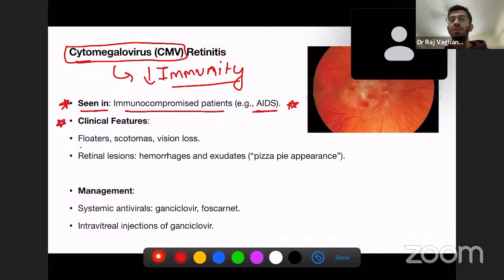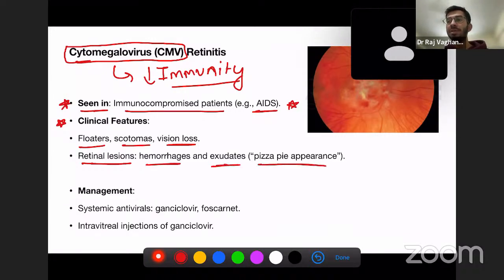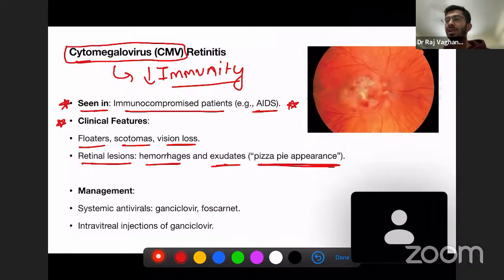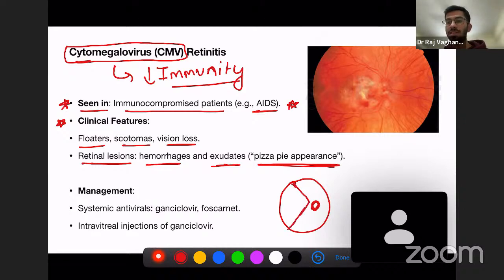Clinical features include floaters, scotomas, and vision loss. There can be retinal lesions, for example, hemorrhages and exudates, which give a pizza pie appearance. It is not visible in this diagram, but the pizza pie appearance is like this. For example, this is your fundus, and here is your optic disc. This is your optic disc. So the pizza pie appearance is something like this.